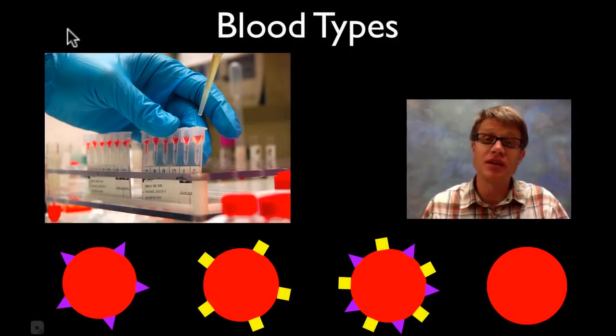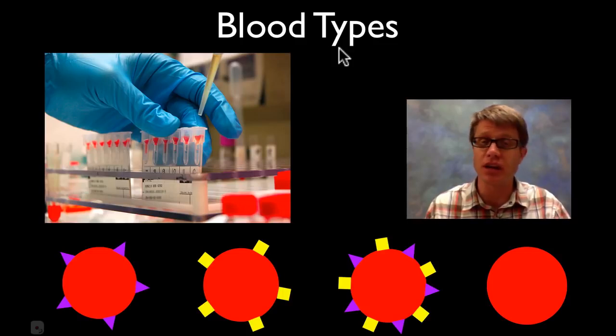Hi, it's Mr. Anderson, and in this podcast I'm going to talk about blood types. Blood typing wasn't that big a deal back in the day because when we were cavemen, this whole idea of transfusing blood from one person to another didn't really exist. But with modern medicine, it's actually become a really big deal.